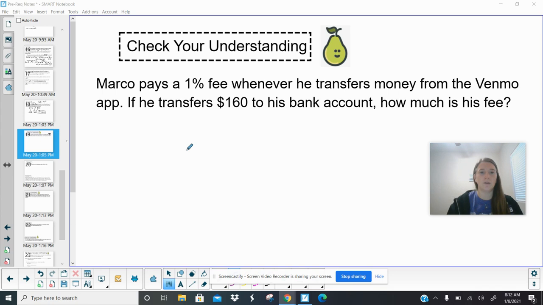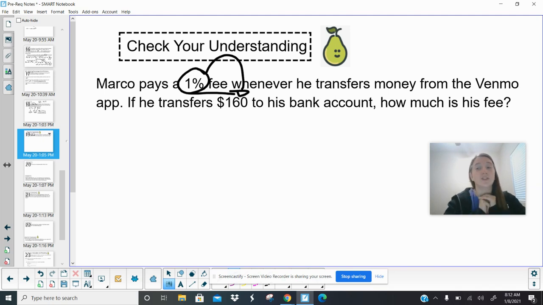Okay, so Marco pays a 1% fee whenever he transfers money from the Venmo app. If you don't know what Venmo is, it's just a cash app where you can transfer money to friends like PayPal. Notice it doesn't say of. However, whenever we have this thing where it says a fee, it's always a percentage of how much you're working with, how much he transfers. So it doesn't say of, but it is of how much he transfers.